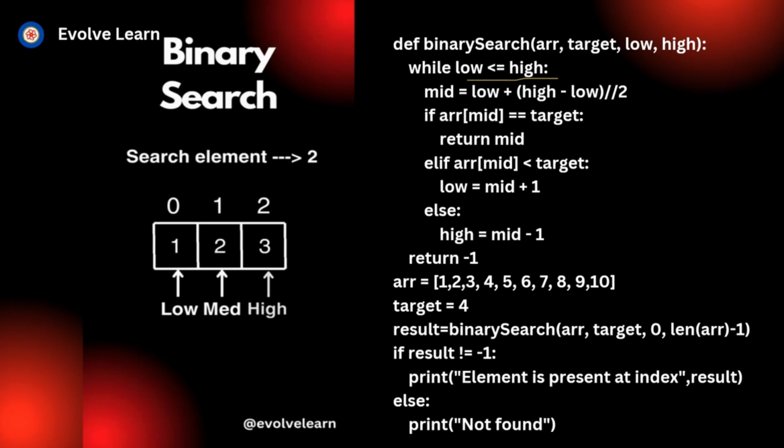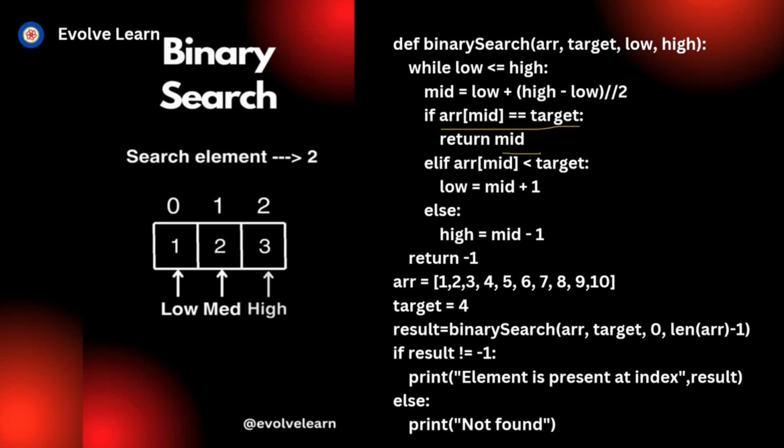Inside the loop, for finding the middle element of the array, we use this formula and assign it to the mid variable. In the next line, we use an if statement to check whether the target value is equal to the middle element of the array or not. If it is equal, then the index of the middle element is returned to the code.